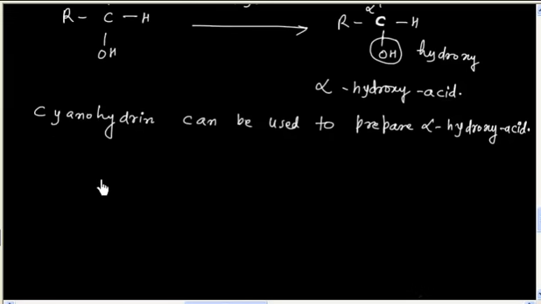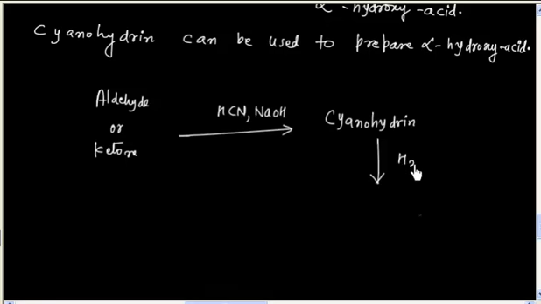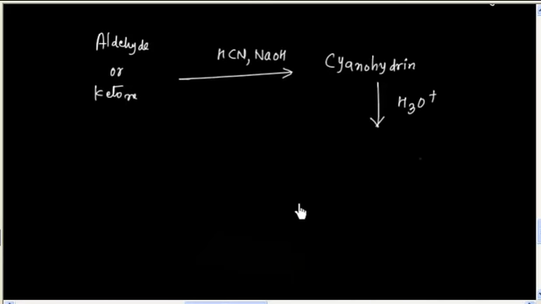So if I have aldehyde or ketone, we can react this with HCN in the presence of a small amount of base to give cyanohydrine. And this can be hydrolyzed to give alpha hydroxy acid.